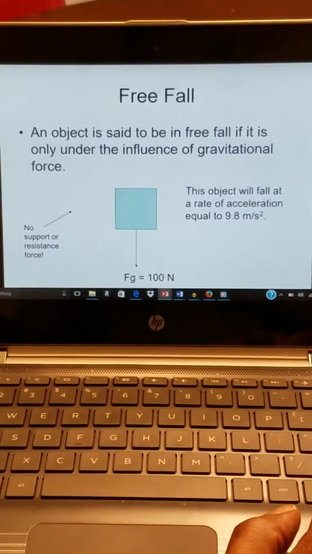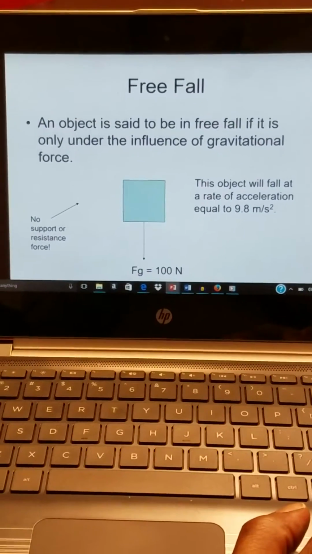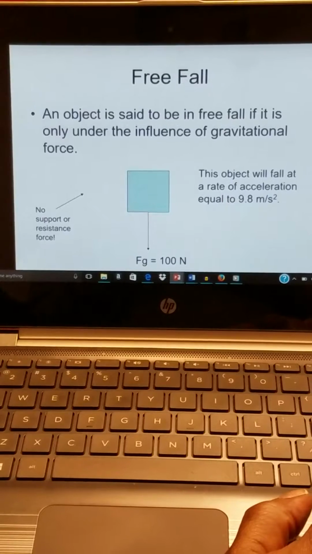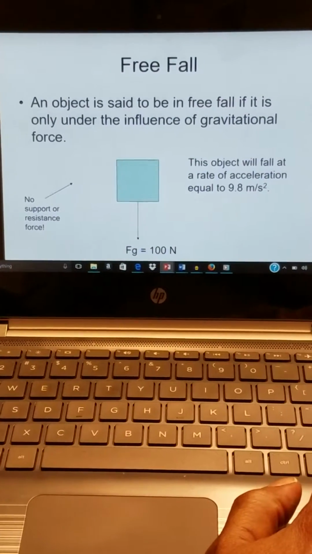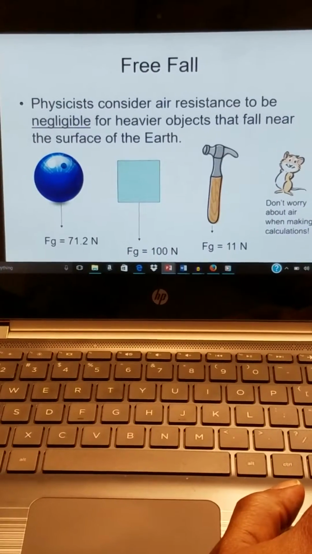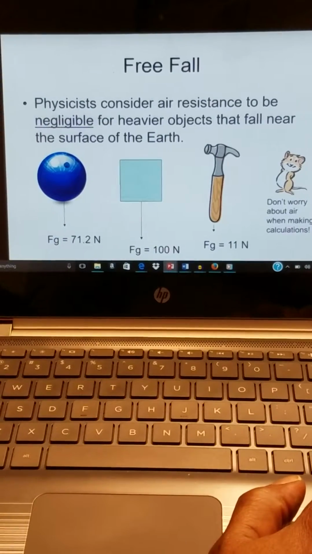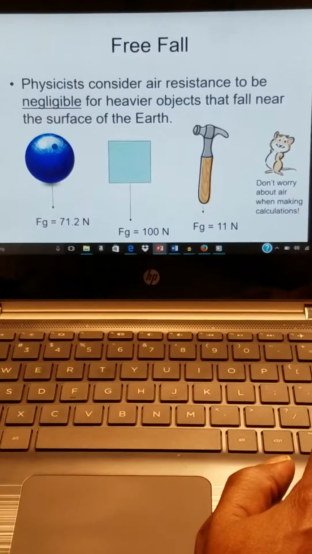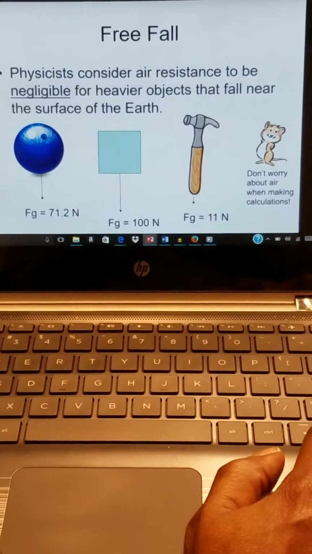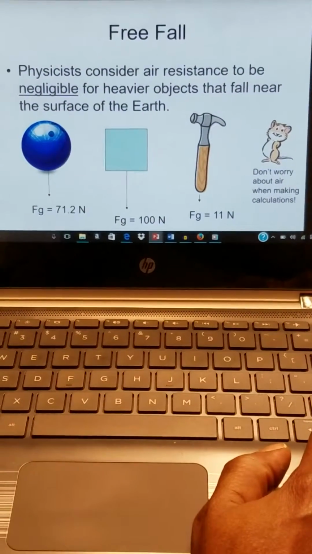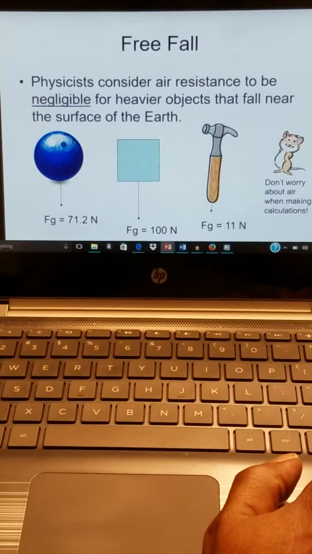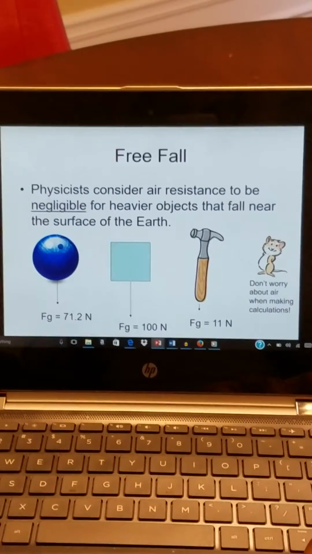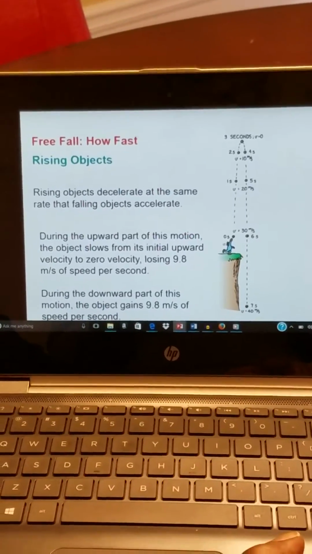An object is said to be in free fall if gravity is the only force pulling it down. So regardless of the mass of the object, it falls at the same rate. For a bowling ball, which is approximately 71 newtons, a block, which is approximately 100, or a hammer, which is approximately 11 newtons, all of them will fall at the same rate.